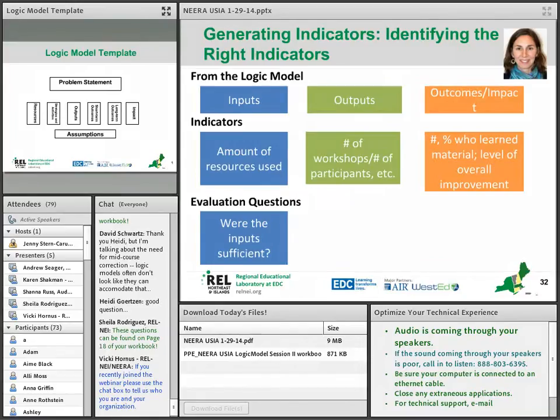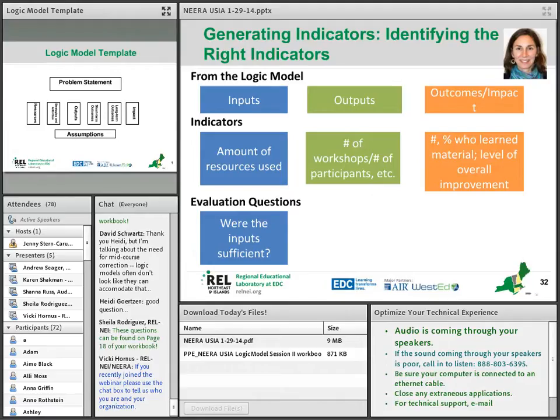So to move along, this workshop is really about moving back and forth from your logic model to building your evaluation. We want to consider how we move from the logic model to the evaluation questions through those indicators. So if we derive our indicators from our logic model, we can also derive our evaluation questions from the logic model. And different indicators are relevant to different types of questions.